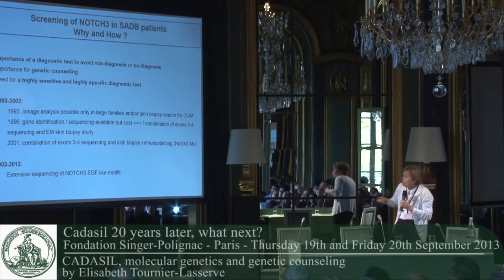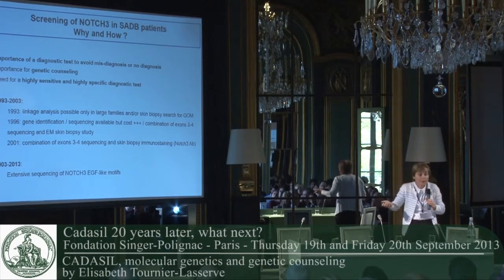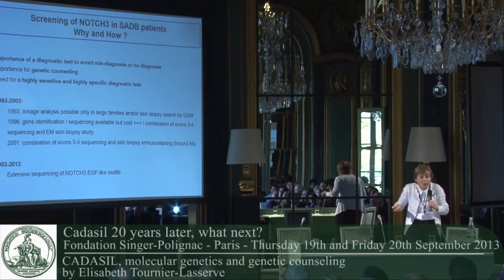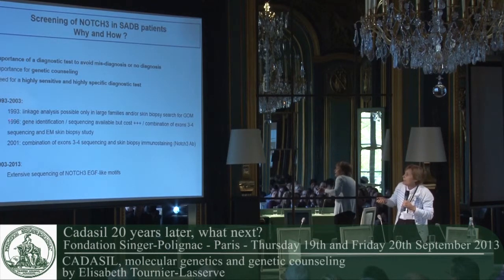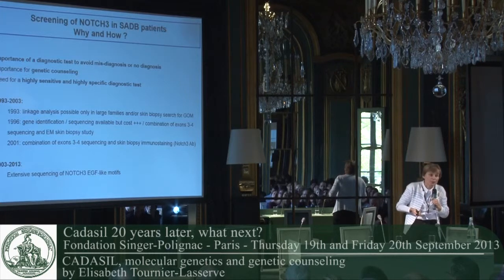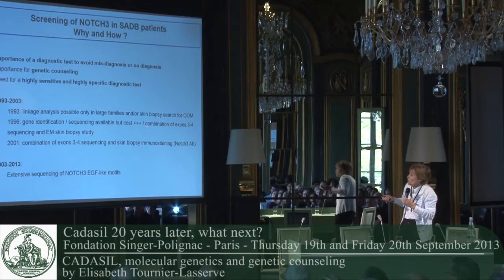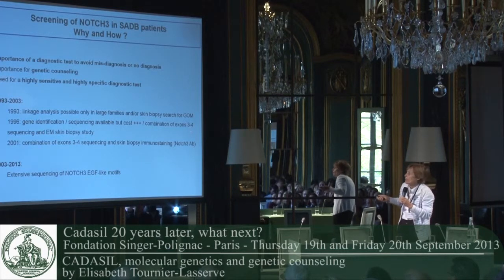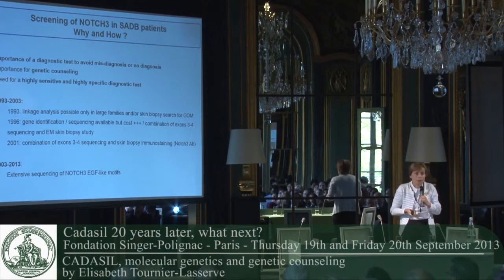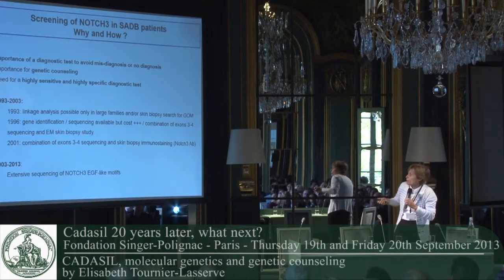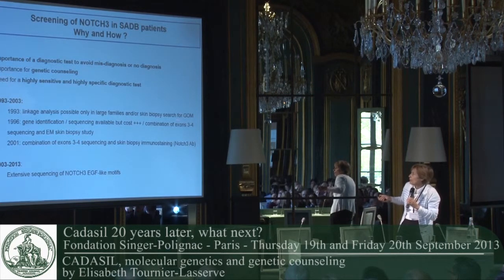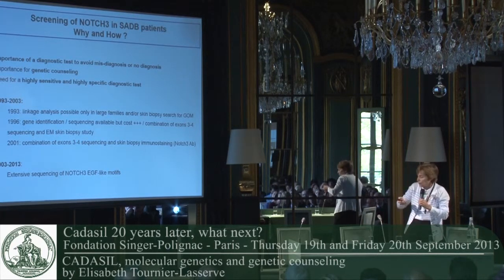And in fact, in 1993, the gene was not identified, so the only possibility was linkage to chromosome 19. In 1996, the gene was identified, but sequencing was very expensive and difficult. So what we and others performed was a sequencing of exons 3 and 4, and an EM skin biopsy. Only the patients with EM skin biopsy positive and no mutation in exons 3 and 4 would be sequenced for the rest of the exons.